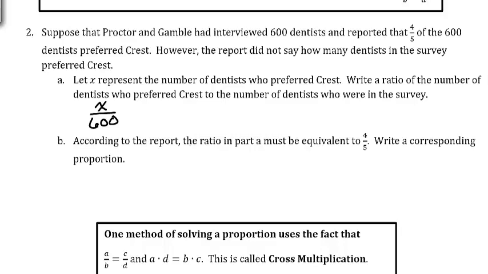According to the report, the ratio in part A must be equivalent to 4/5, so now we're going to write the corresponding proportion, and it would be X over 600. That's the ratio of the actual number of dentists that preferred Crest over the number of dentists that were surveyed, and they're telling us that this needs to be equivalent to 4 out of 5, or 4/5.